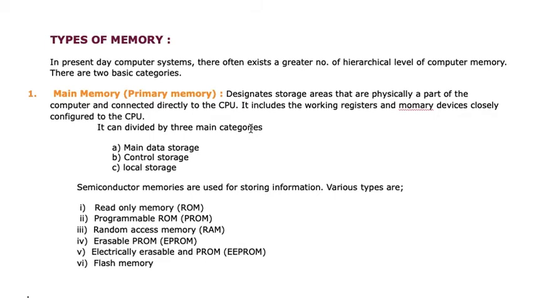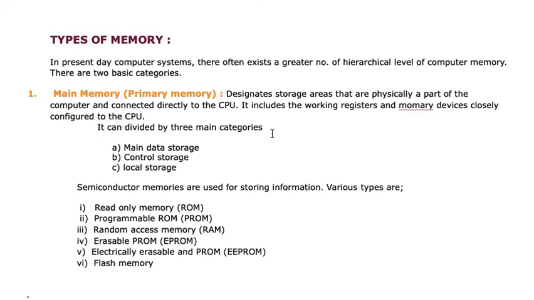The memory which is integral to the computer is called main or primary memory. The main memory is divided into two or three categories. We can say this is main data storage, main memory, that is primary memory. It designates storage areas that are physically a part of the computer and connected directly to the CPU. It includes the working registers and memory devices closely configured to the CPU.